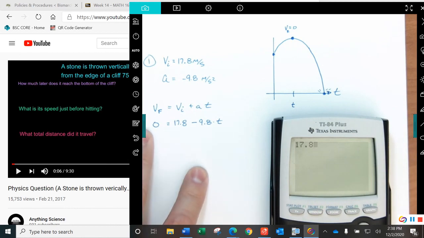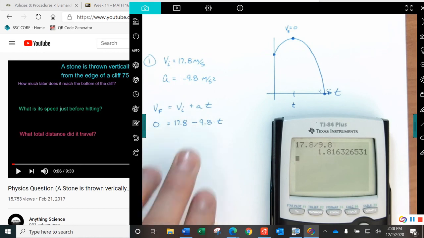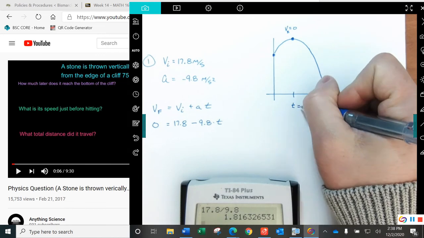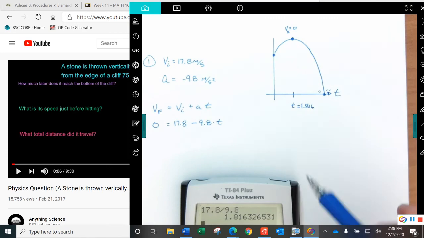So that's a negative 17.8 divided by a negative 9.8, and we get 1.816 seconds. That's this time, 1.816 seconds to 3 decimal places.